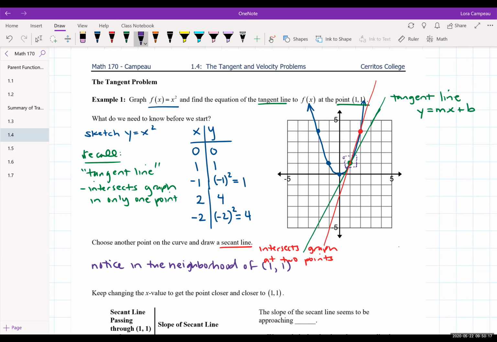If we look at that really closely, and maybe if we drew these a little bit more accurately, we could see, if I can highlight a little bit, that if we look really close to the point 1, 1, it appears that the slope of the secant line is close to the slope of the tangent line.